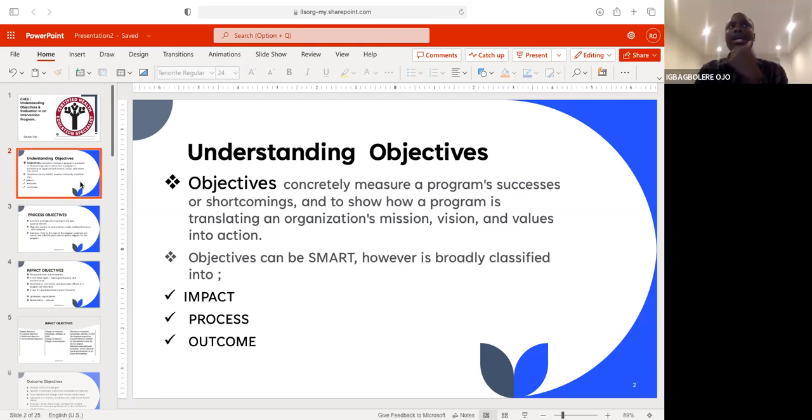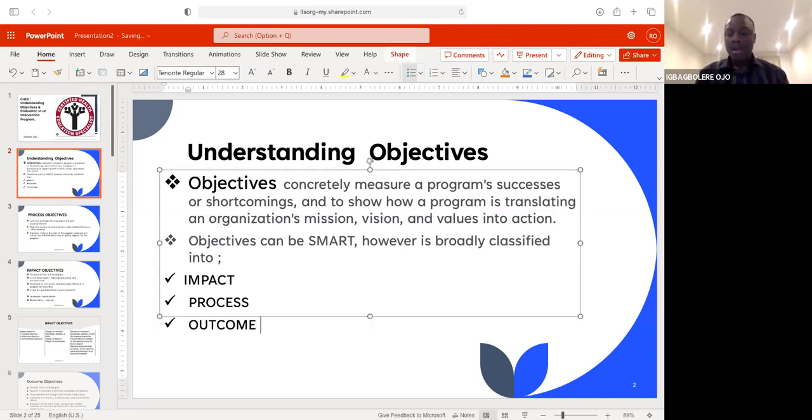However, in an intervention program we broadly classify objectives into three main aspects. It can either be an impact objective, number one. It can also be a process objective, number two. And the last one, it can be an outcome objective. All right. I'm not going to dwell so much on SMART objectives. However, I'm just going to try to explain what it is in 1 minute.